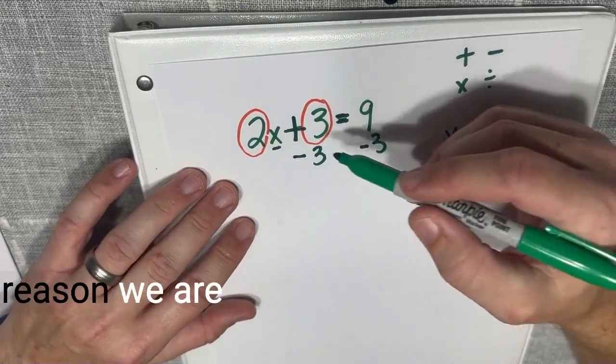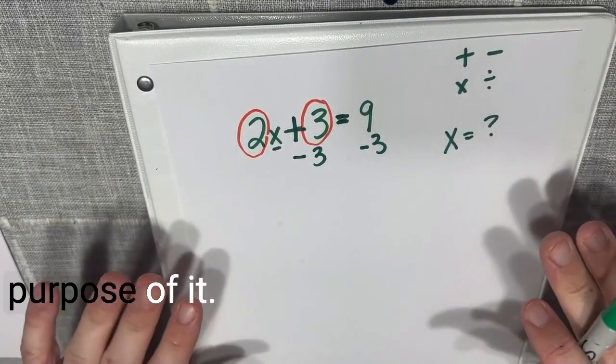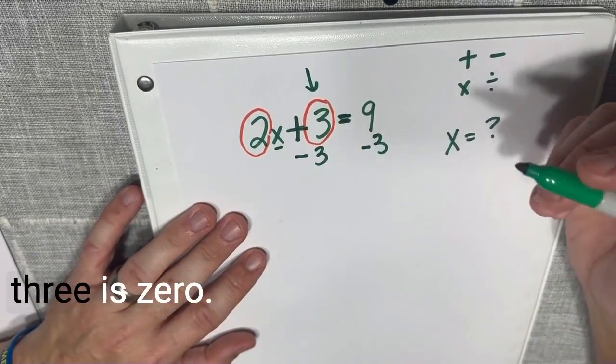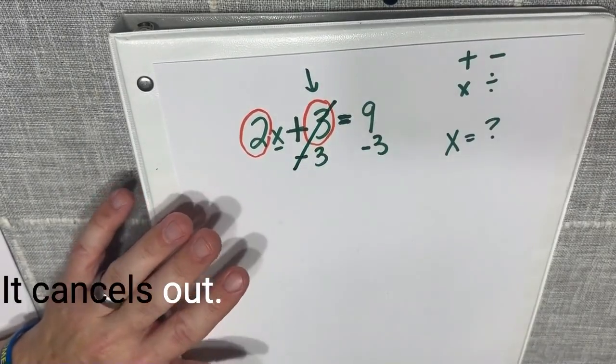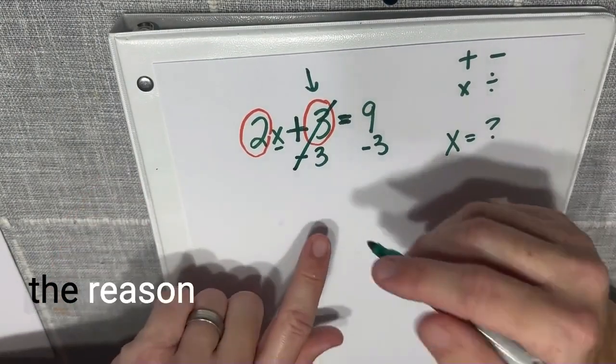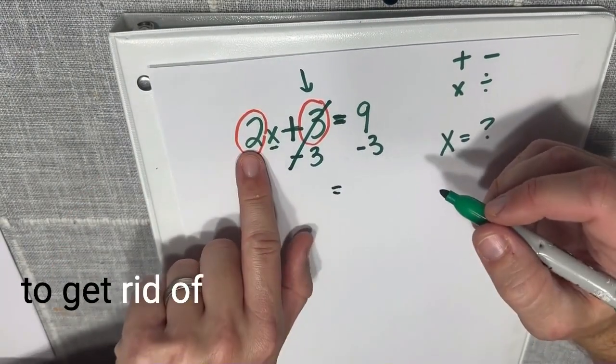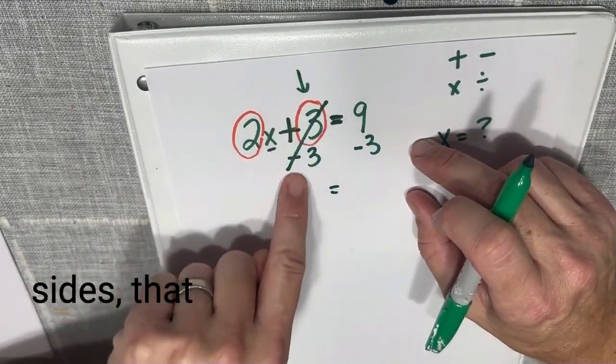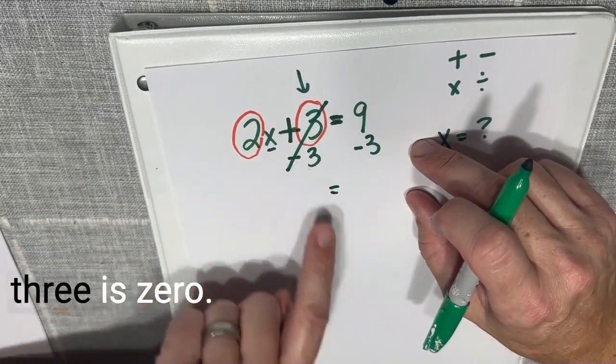Okay. And the reason we are subtracting 3, the whole purpose of it is right here, because 3 minus 3 is 0. It cancels out. Okay. And that is the reason we do that. Remember, we're trying to get rid of this 2 and this 3. So by subtracting 3 on both sides, that 3 cancels out because 3 minus 3 is 0.